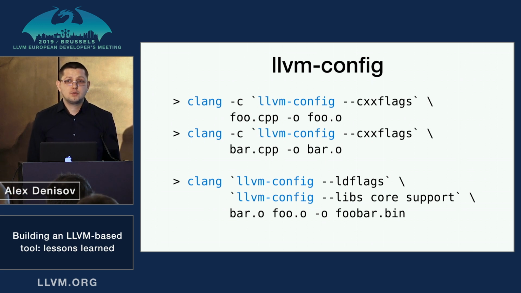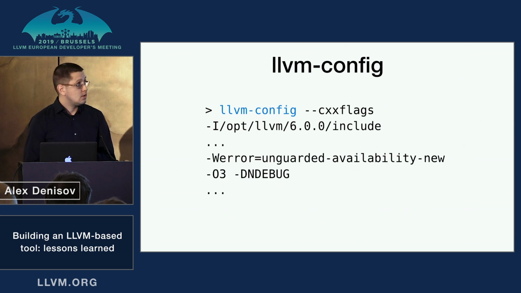And lots of articles on the internet and documentation refer to llvm-config, and I think I wrote a couple of articles myself, and it was an uneducated blog post. So this is how typically your compilation would look like if you use llvm-config. But there are some pitfalls. So these are C++ flags, right?